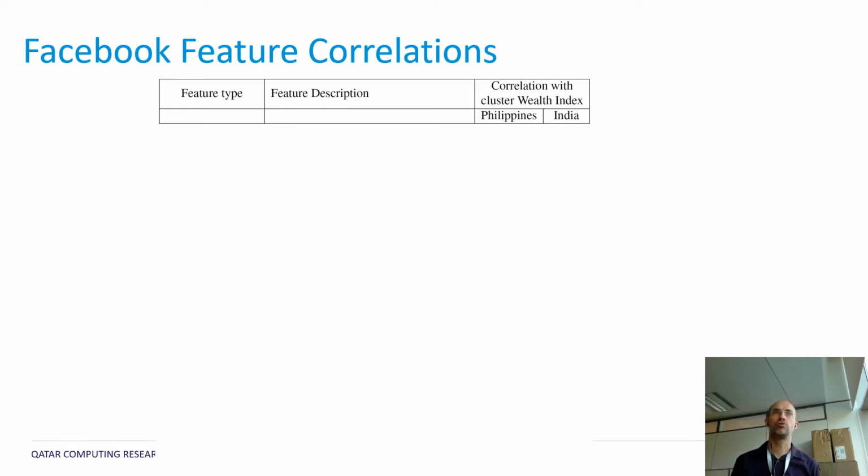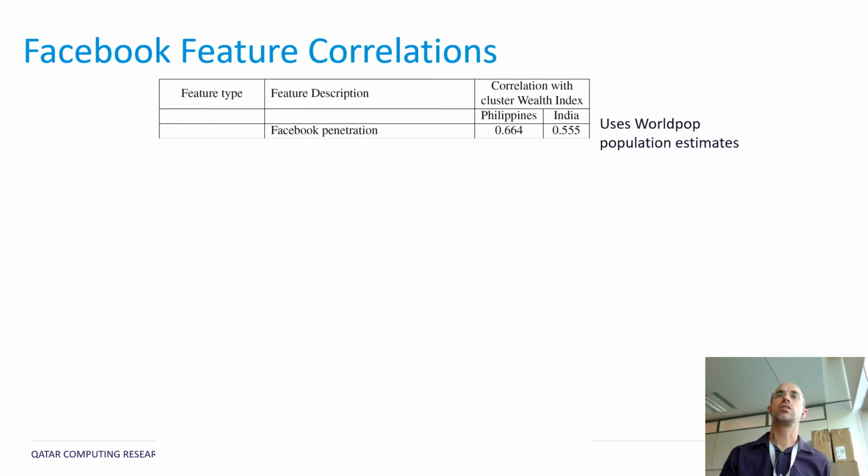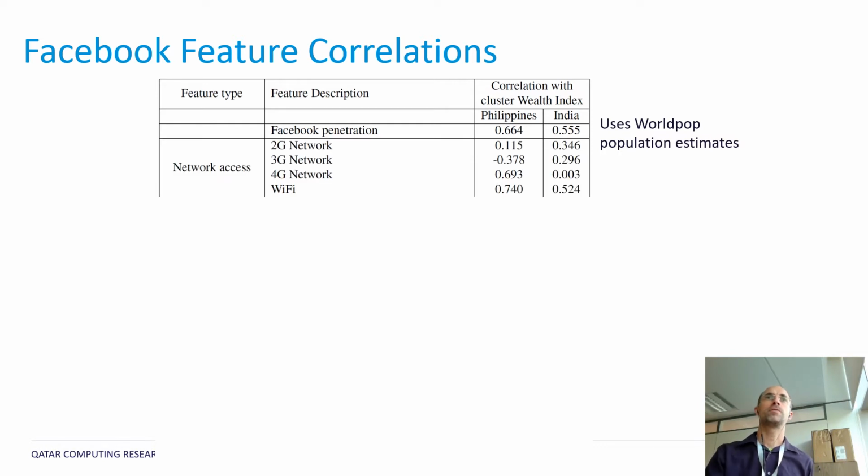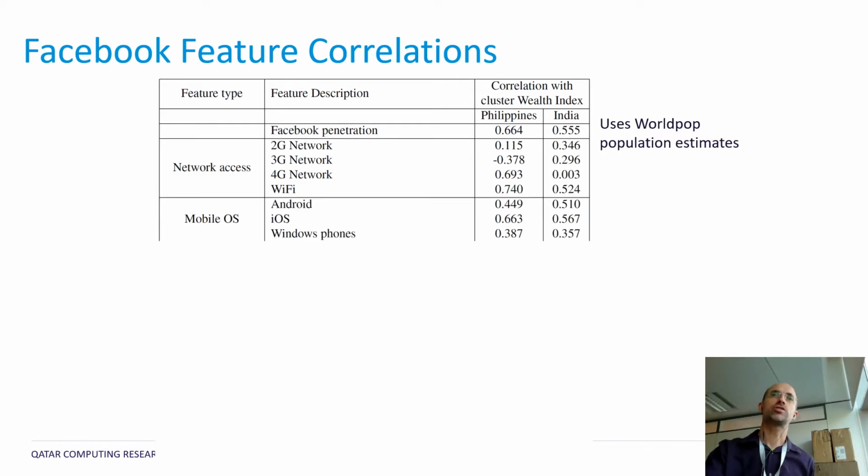The features that we are using are as follows. First, we are looking at Facebook penetration. Here we're using both the Facebook user estimates, as I showed earlier, but then also for the denominator, we need to know the population size in a given location. Here we're using data from WorldPop. Then we're using features related to network type and also operating system, in particular Android and iOS.